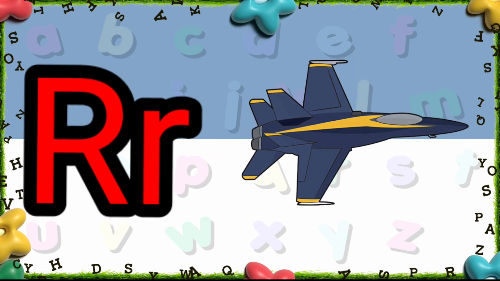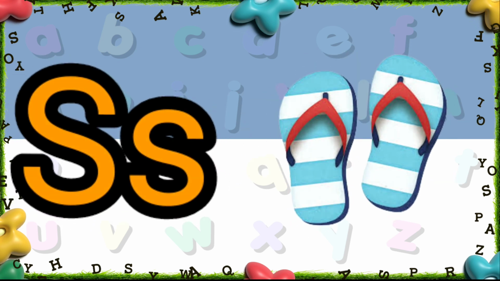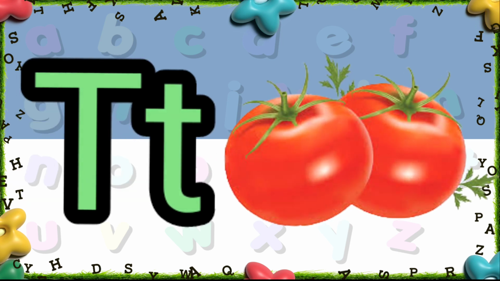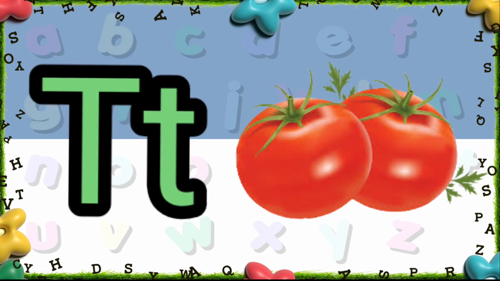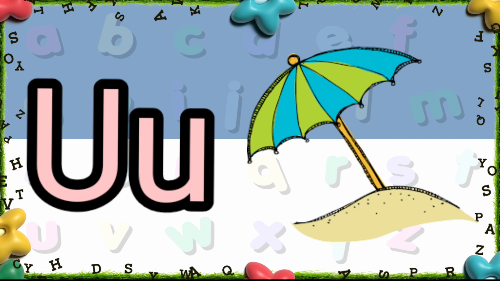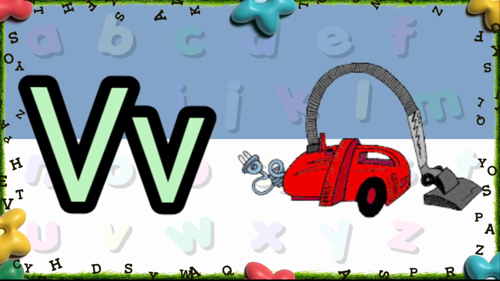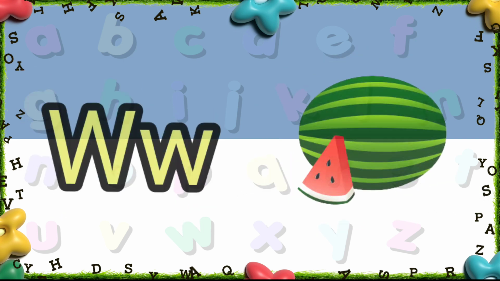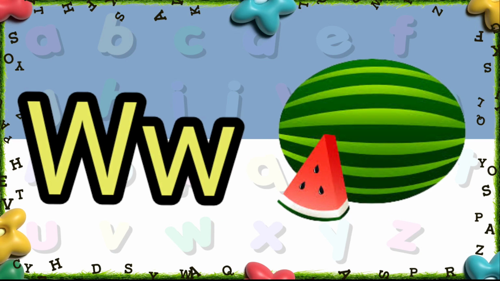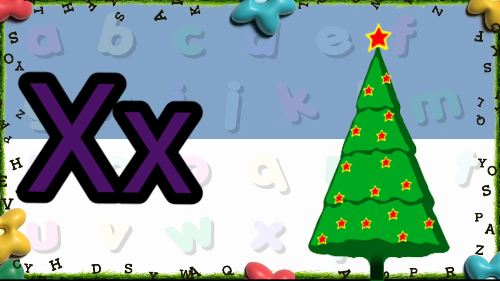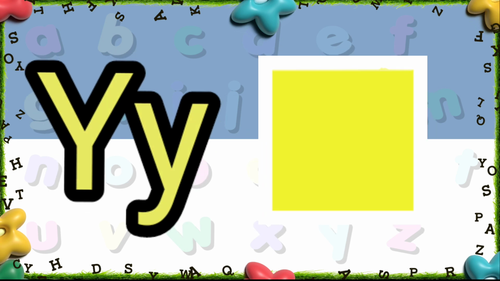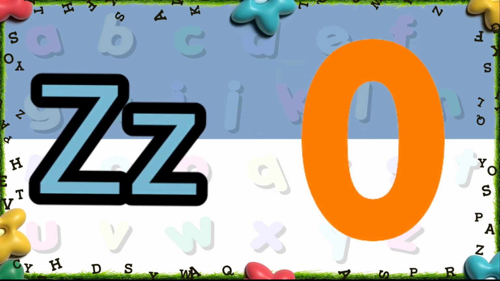R is for rocket. S is for slippers. T is for tomato. U is for umbrella. V is for vacuum machine. W is for watermelon. X is for X-Max tree. Y is for yellow. Z is for zero.